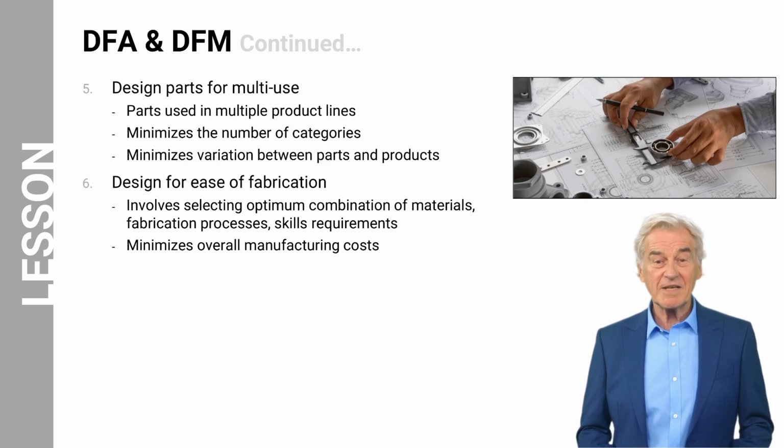Design parts for multi-use. Multi-use parts are those that can be used in 2 or more different product lines. They help reduce the number of parts in the overall system and minimize the number of categories and the variation between parts and products. Design for ease of fabrication. Designing for ease of fabrication involves selecting optimum combinations of materials, fabrication processes, and skills requirements to minimize the overall manufacturing cost. In some cases, excessive tolerance and surface finish requirements add unnecessary production costs and should be avoided if possible.